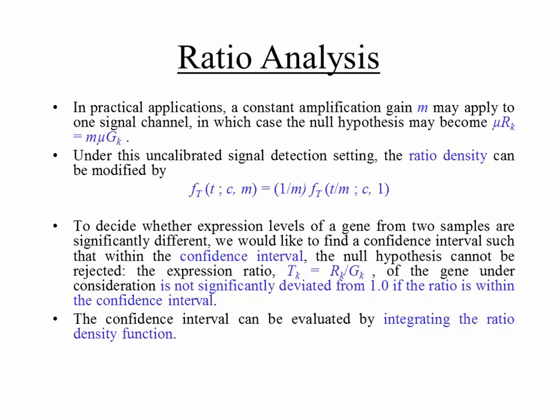So in practical applications, a constant amplification gain may apply to one signal channel, in which case the null hypothesis will not be that red equals green. The mean of red equals m times the mean of green, because there is some scaling that has taken place. So under this uncalibrated signal detection setting, the ratio density has to be modified, because now you cannot be checking for values close to 1. It should be values that are close to m. And the density will change.